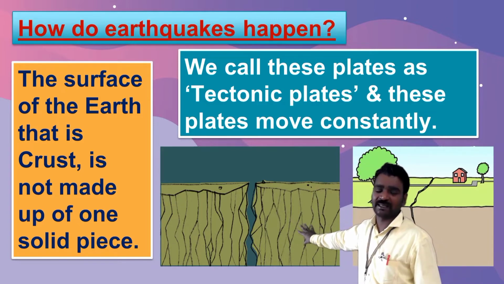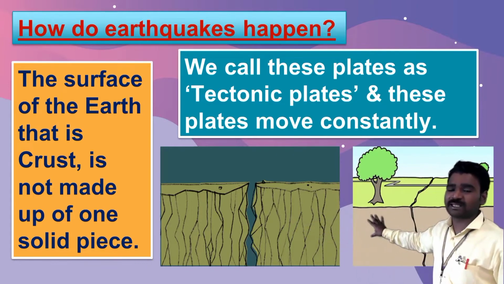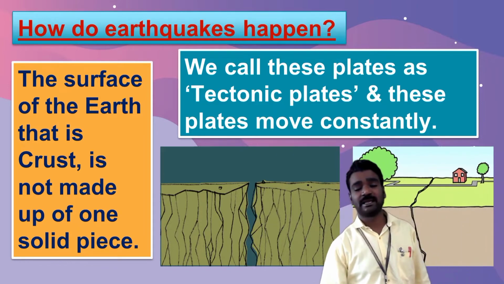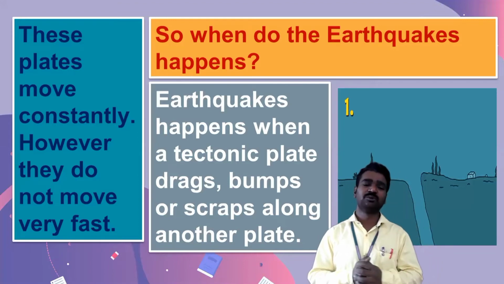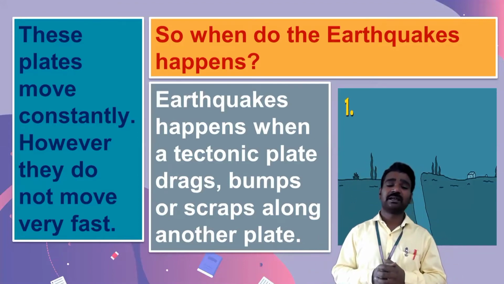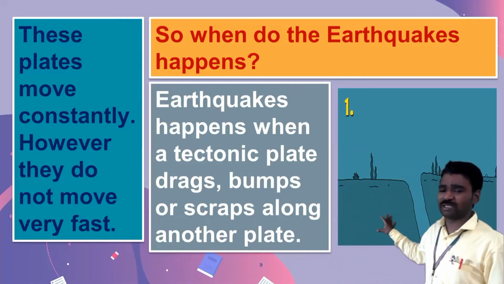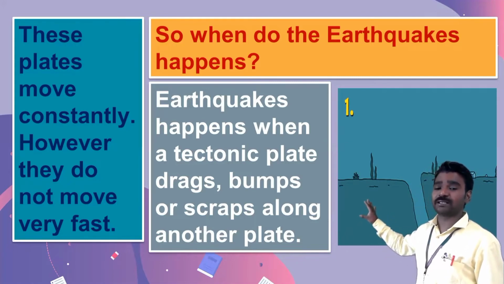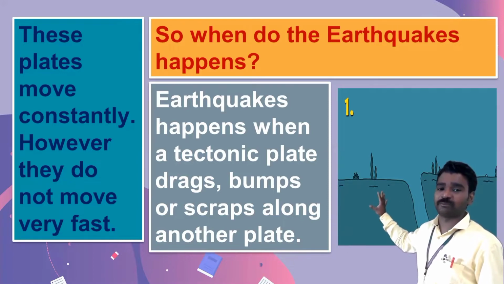Several tectonic plates are there, and one more thing you should remember is that these tectonic plates are constantly moving. This is the one thing. The second thing is that, as I said, these plates move constantly. However, they do not move very fast. They don't move like vehicles. Their movement is limited. They move slowly, but they are constant. We can say they are steady, and there is constant movement in these tectonic plates.